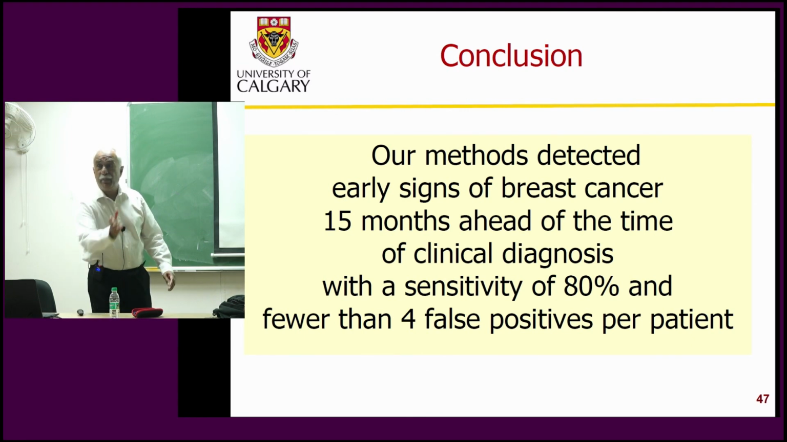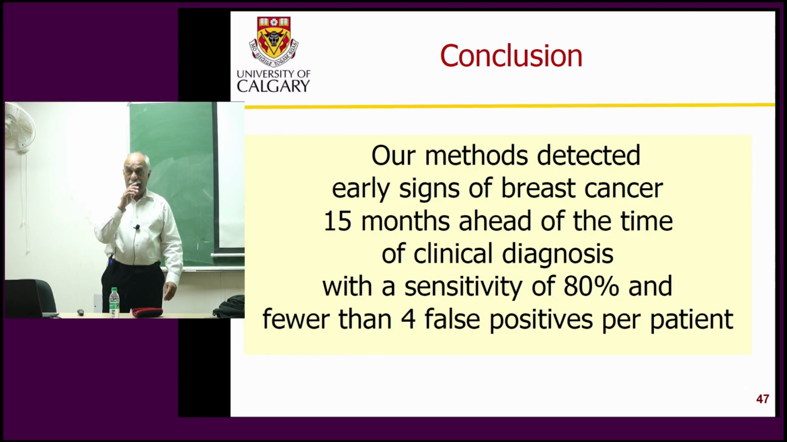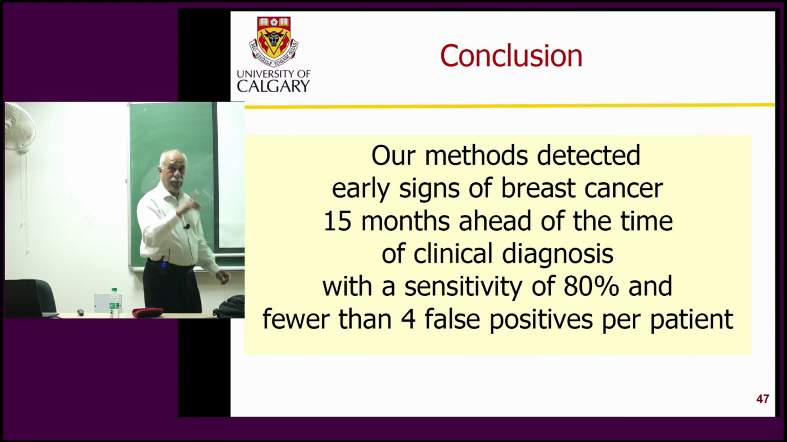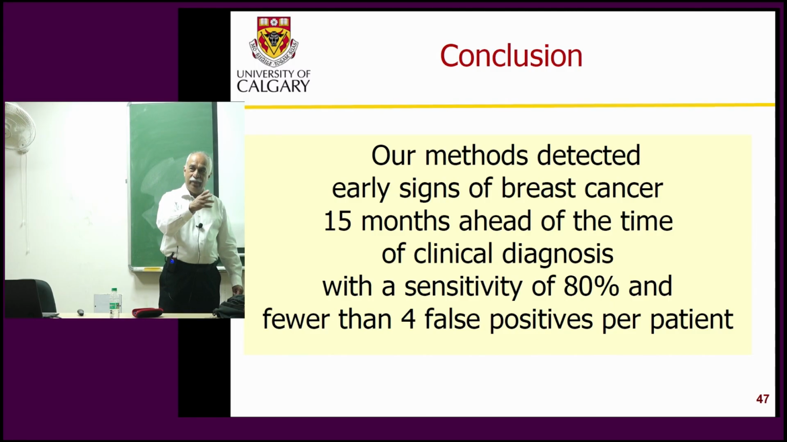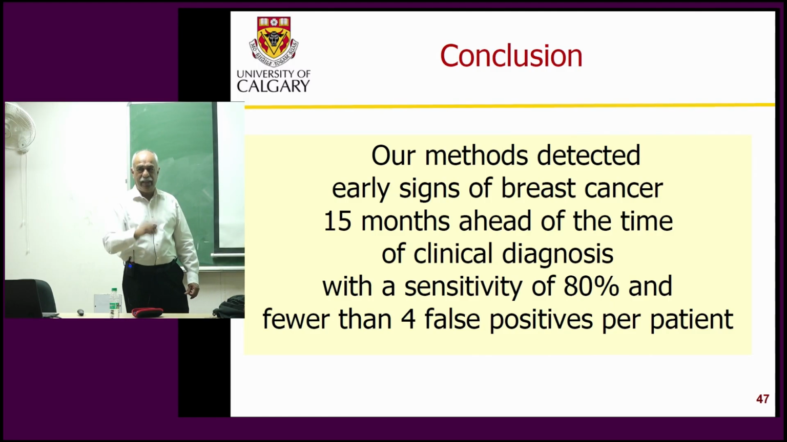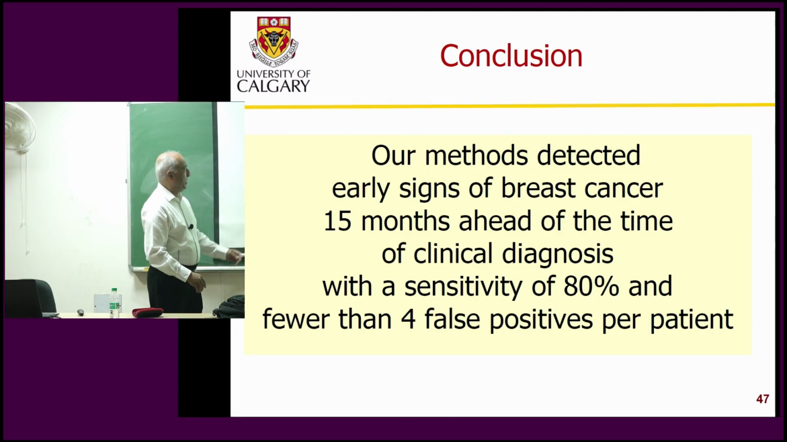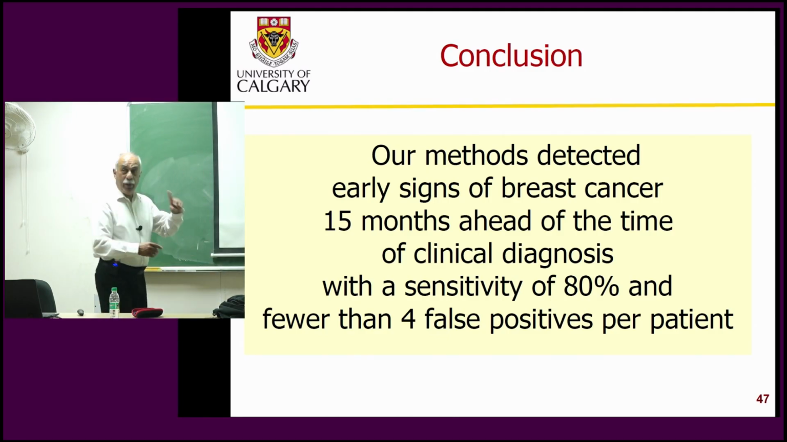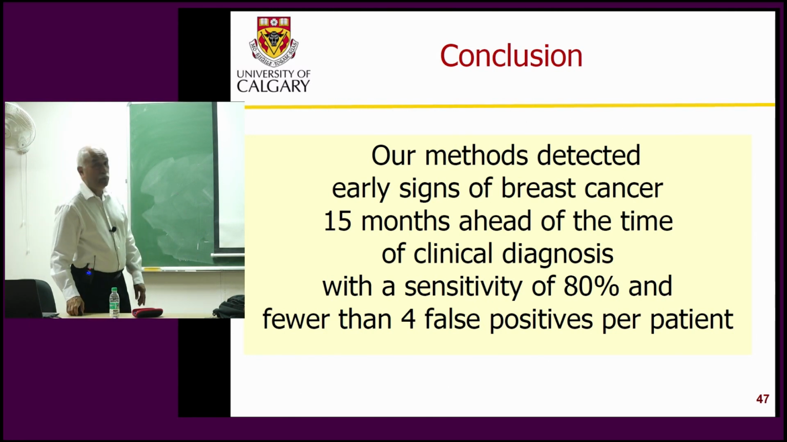That is, these are prior mammograms. On the average, the time difference between the prior mammogram and when cancer was detected was 15 months, and that's when cancer was detected by a radiologist. So if we had access to the prior mammograms 15 months before cancer was diagnosed for these subjects, we would have detected that with 80% sensitivity and fewer than 4 false positives per patient here, not per image. 2 images per breast.